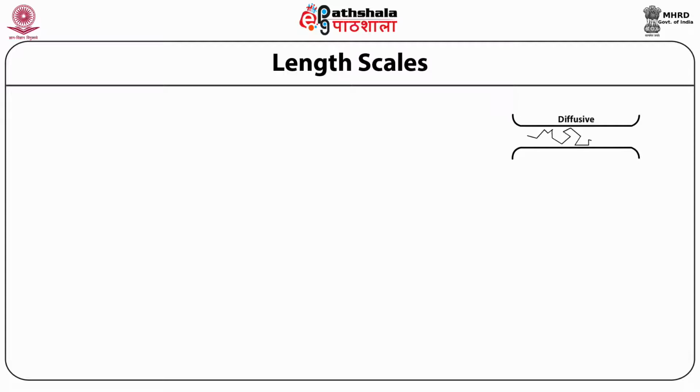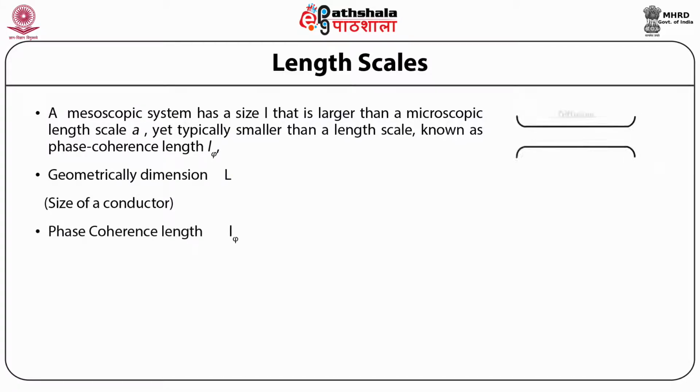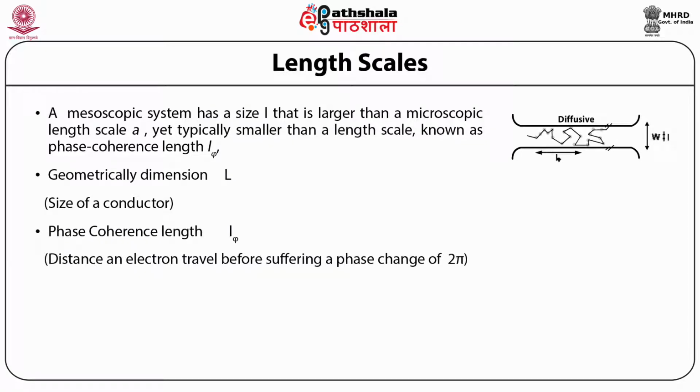Now, let us summarize the different length scales. A mesoscopic system has a size L that is larger than a microscopic length scale a, yet typically smaller than a length scale known as the phase coherence length L phi. As shown in this figure, capital L is the size of the conductor, that is a geometrical dimension, and L phi is the phase coherence length, that is the distance an electron travels before suffering a phase change of 2 pi.